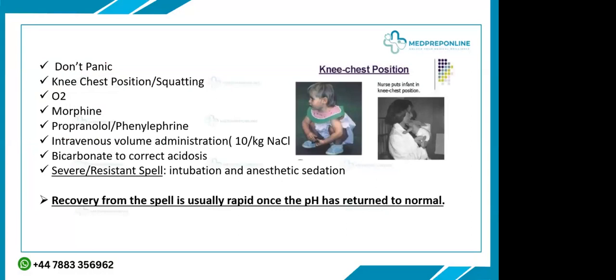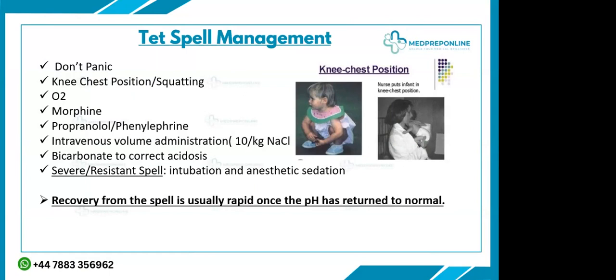So what usually they are going to do in the TET spell management, first of all, is counsel the patient and the mother. If the baby is older, like 7 to 8 years, or especially if the baby is younger, like 1 or 2 years, you need to counsel the mother not to panic. You need to counsel them regarding this disease, that it's going to be all right. Then we have to make the knee chest position and the squatting.